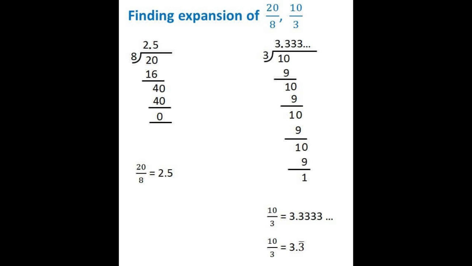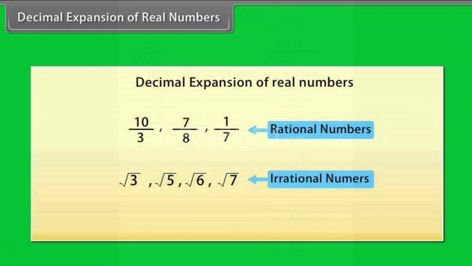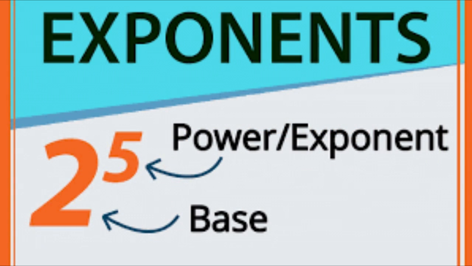But in the second case, we have a repeating block of digits in the quotient. This expansion is called non-terminating recurring. For example, when we divide 10 by 3, we get 3.333 and so on. It is non-terminating but recurring. Here, we have a note that the decimal expansion of a rational number is either terminating or non-terminating recurring. But the decimal expansion of an irrational number is non-terminating and non-recurring. For example, the decimal expansion of root 2 is 1.414218 and so on.